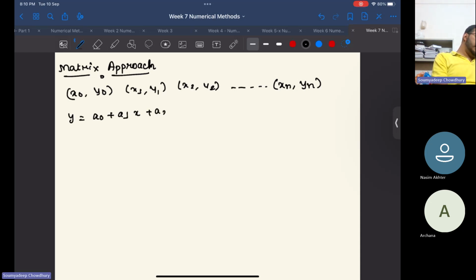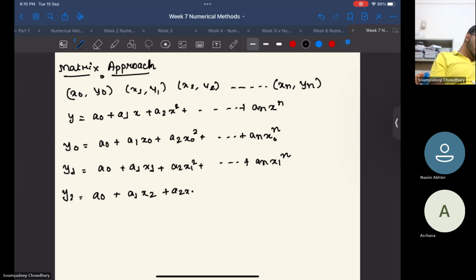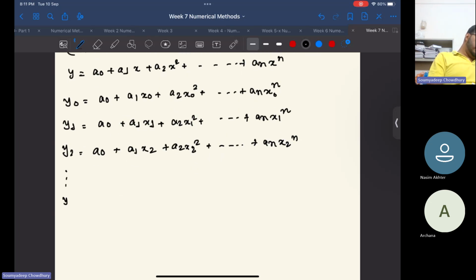This is the general formula. So now how do I get a matrix form? What is y naught here? It is a naught plus a1 x naught plus a2 x naught square plus, like this, up to an x naught to the power n. Similarly, y1, if I substitute the values of x, a0 plus a1 x1, a2 x1 squared, up to an x1 power n. Similarly, y2, a0 plus a1 x2 plus a2 x2 square plus dot dot dot x2 to the power n. Like this, if I substitute all the values of x in y, we will get this set of linear equations, right?